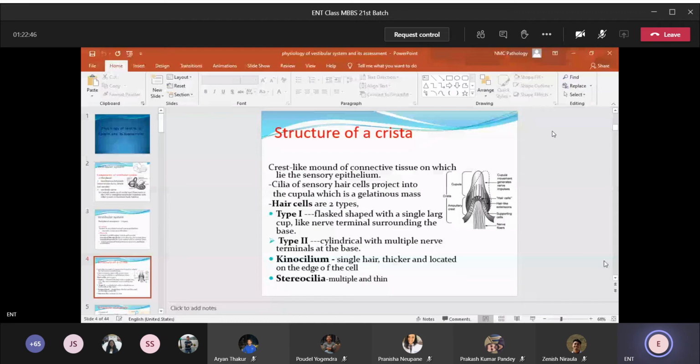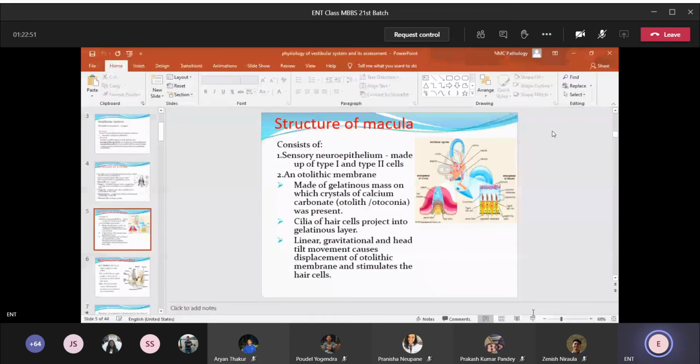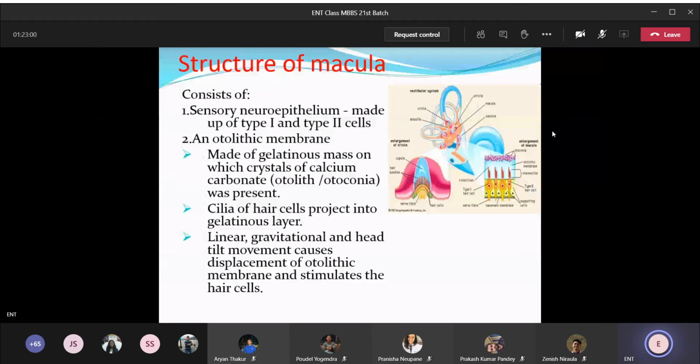So structure of macula. The macula consists of sensory neuroepithelium. It is made up of again type 1 and type 2 cells. Okay, and above the sensory epithelium there is an otolithic membrane. So this membrane is made of gelatinous mass on which crystals of calcium carbonate, otolith or otoconia, are present. The cilia of hair cells project into this gelatinous layer. So linear gravitational and head tilt movement causes displacement of the otolithic membrane and stimulates the hair cells.